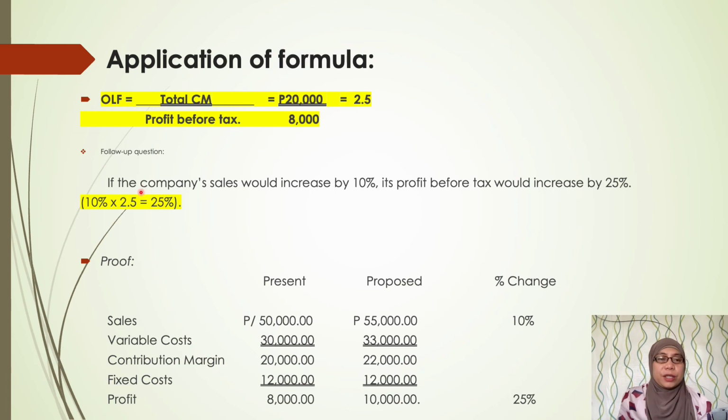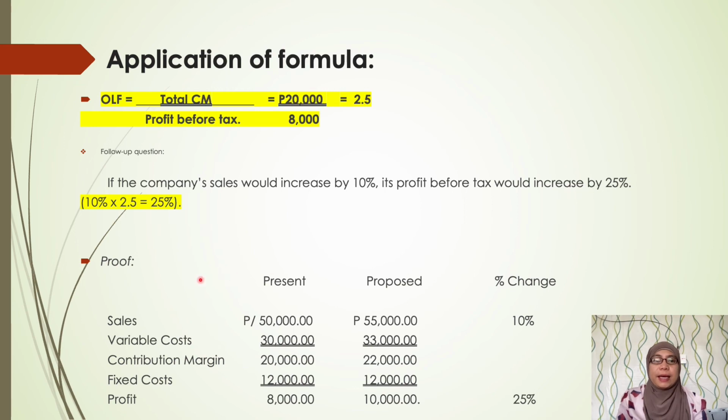Follow-up question: if the company's sales would increase by 10%, its profit before tax would increase by 25%. To prove, 10% daw yung increase ng sales, we will multiply it by 2.5, yung OLF natin. So, we will get 25%. So, tama yung proposed percentage nila sa profit nila.